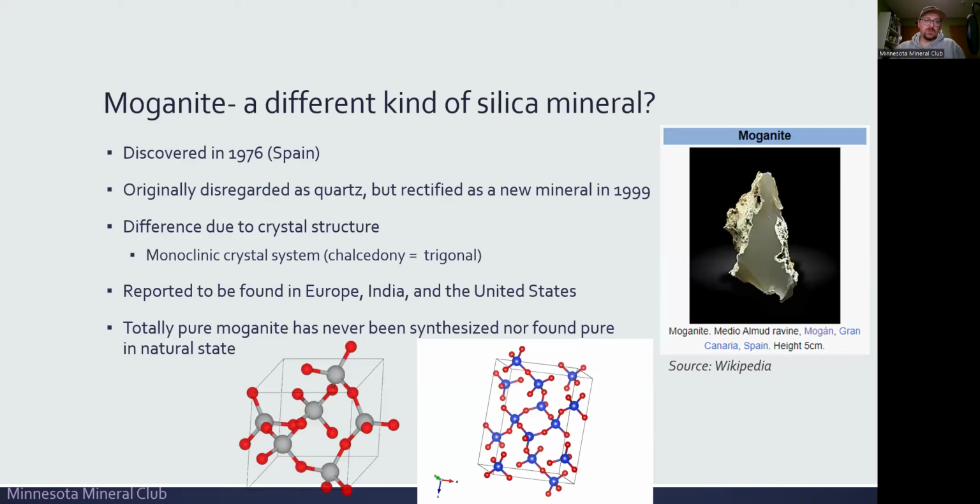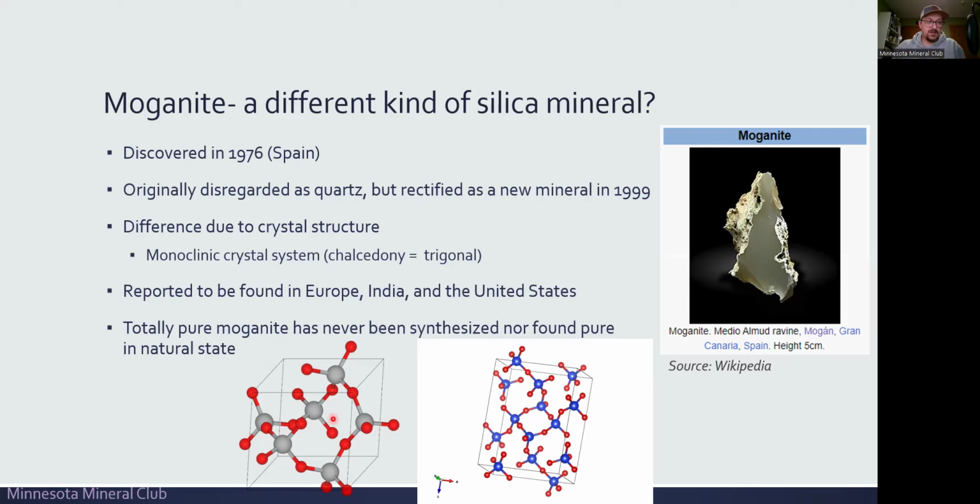So looking into agate then, agate is composed of silica, but also another mineral called moganite. Moganite is a silica mineral that was discovered in 1976 in Spain. It was originally disregarded as just another form of quartz, but this was changed in 1999 when it was found that it has a separate crystal structure than quartz.